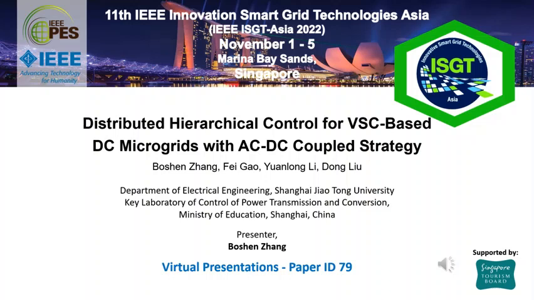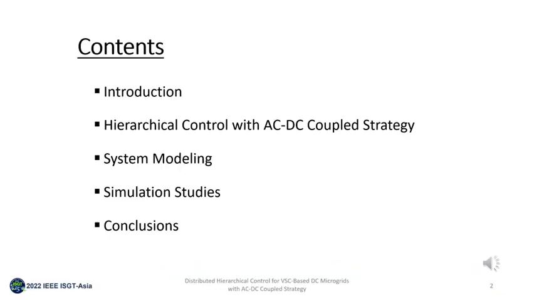Hello everyone, my name is Zhang Boshen from Shanghai Jiaotong University, and the paper's title is Distributed Hierarchical Control for VSC-Based DC Microgrids with AC-DC Coupled Strategy, and the paper ID is 79.